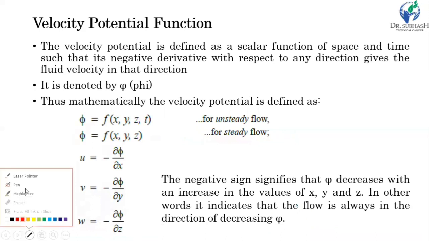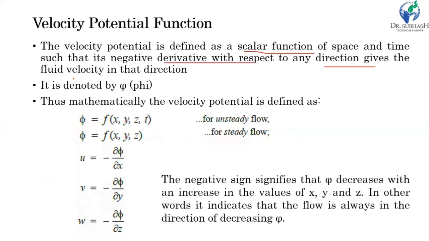So here, velocity potential function is defined as the scalar function of space and time such that its negative derivative with respect to any direction gives you the fluid velocity in that direction, and it is denoted as phi. So this is the velocity potential function. It is a scalar function of space and time, and its negative derivative gives you the velocity in that direction. So let's start to understand what happens in the three-dimensional and two-dimensional Cartesian coordinate system.